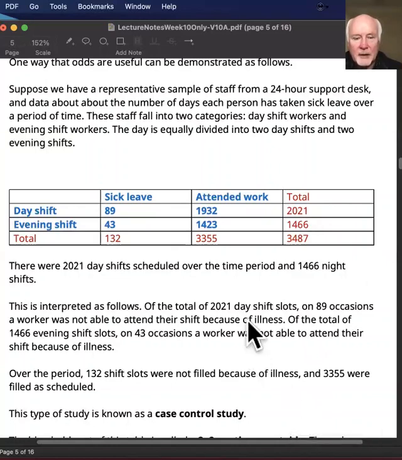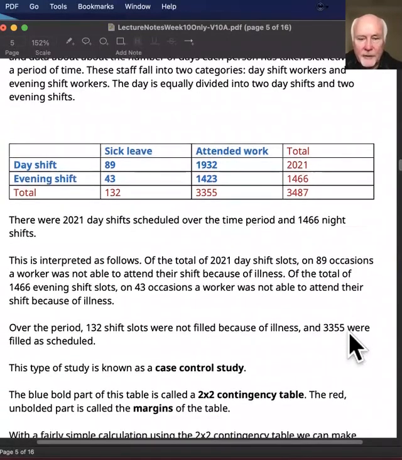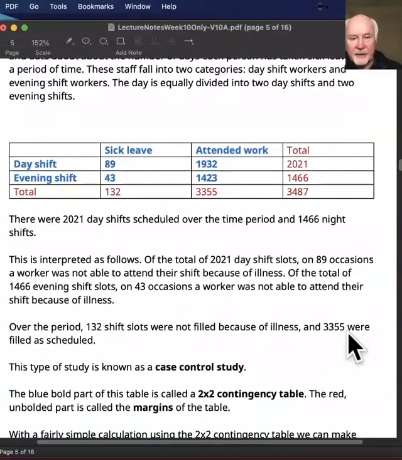individual workers. Of those 2021 shift slots, most people turned up, filled their slot, did their job. 89 were sick and couldn't come in. For the evening shift, there were 1466 evening shift slots. 1,423 were able to come to work. 43 didn't come to work because they were sick. That's all that means. We have totals down the bottom here. Over the period of the sample, there were 132 cases where somebody couldn't attend their shift slot, and 3,355 where they could, and altogether there were 3,487 shift slots.